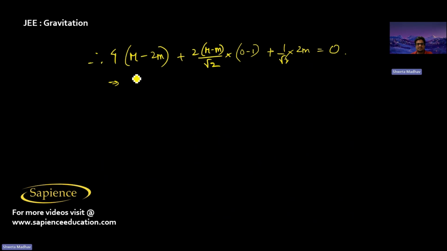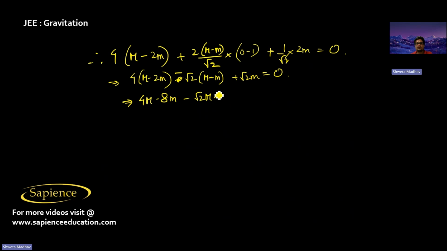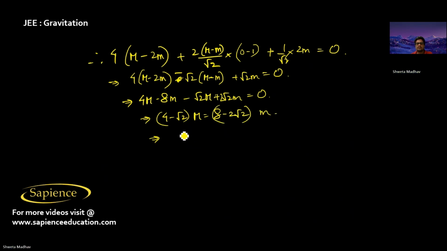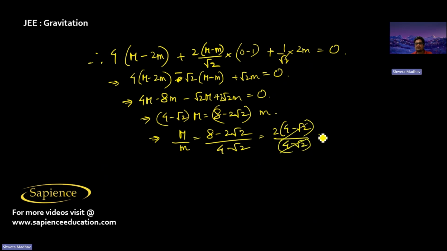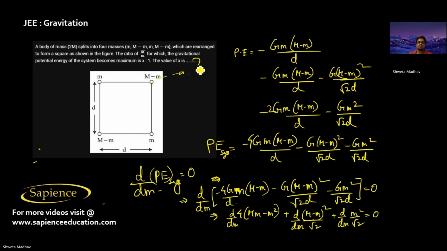Therefore, we say 4 into m minus 2M plus root 2 into M minus root 2 into M minus m plus root 2 M, that will be equal to 0. Therefore, I can say 4m minus 8M minus root 2 M minus root 2 M plus root 2 m plus root 2 m. So this will be 2 root 2 m, that is equal to 0. So I will say that (4 minus root 2) into capital M is equal to (8 minus 2 root 2) into m. It means M by m is equal to (8 minus 2 root 2) by (4 minus root 2). I can take 2 as common, so 2 into (4 minus root 2) by (4 minus root 2). So these two will get cancelled, so M by m should be equal to 2. So 2 is the answer. So the value of x should be 2.